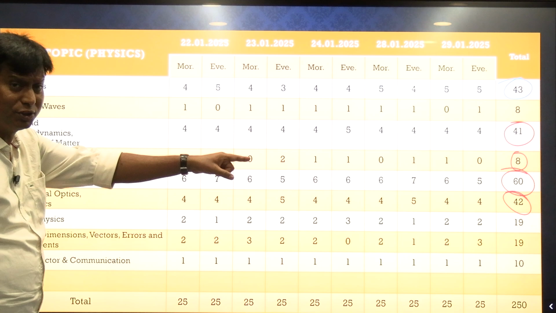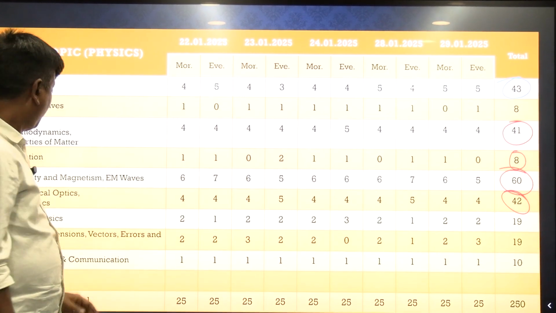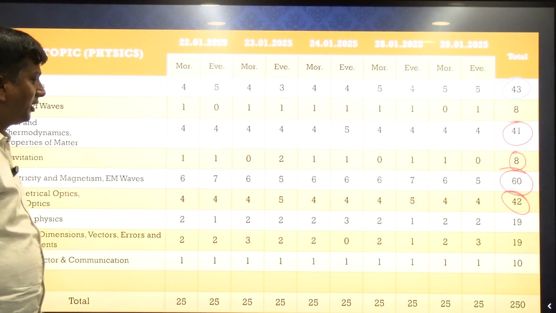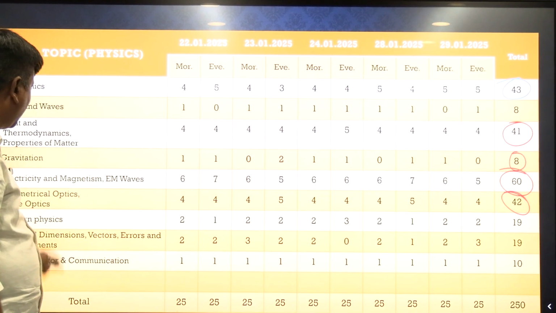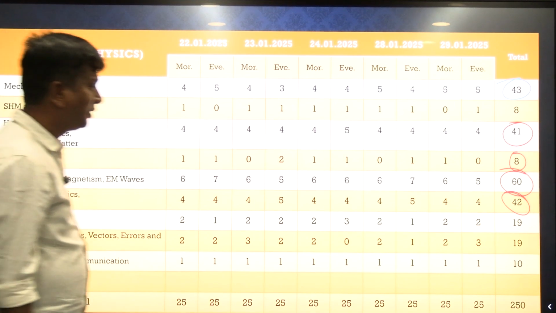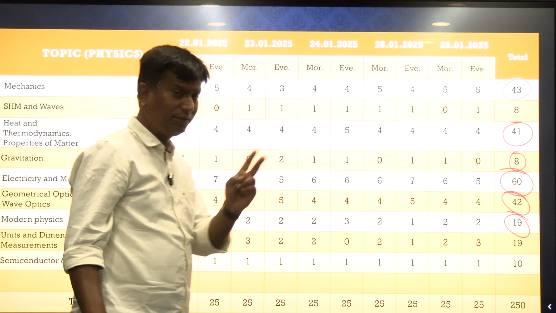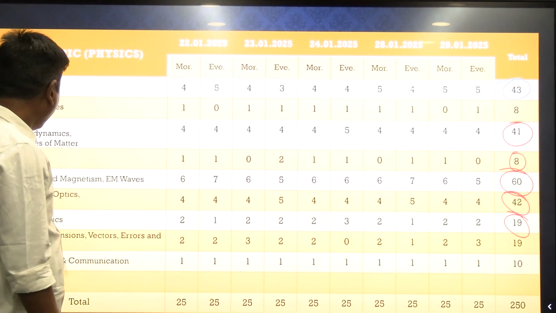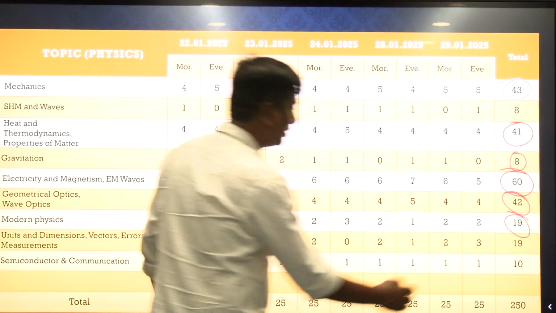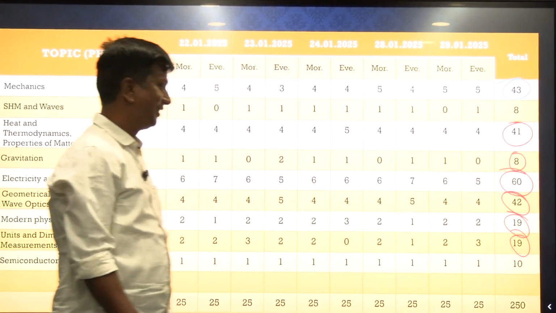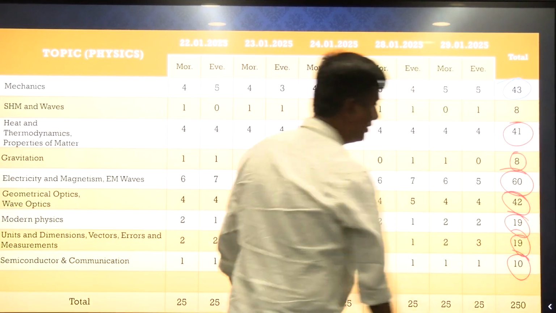And that 42 questions means average 4 questions in each paper. 4 questions means definitely 20 marks there, right? Only 2 chapters here. And when it comes to modern physics, yes, 19 questions as I told you, modern physics, 2 questions in each, right? And units and dimensions, vectors, errors and measurements, all these together, 19 questions, right? And semiconductors, of course, 10 questions.